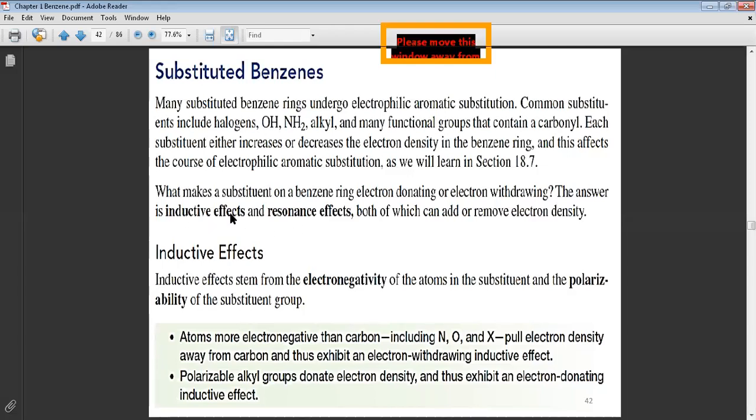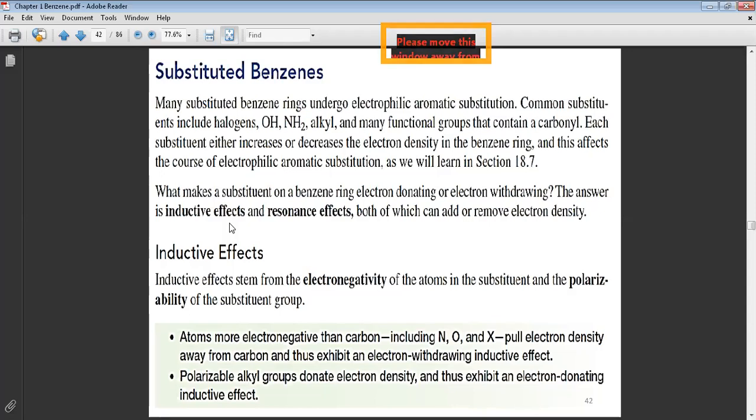Inductive effect, students, happens by what? Who can answer me? Do you remember or not? Inductive effect. Maybe. Yes, through the sigma bond. During the sigma bond, yes? We said that in chapter number 1 of your first course. So the inductive effect is through the sigma bond.